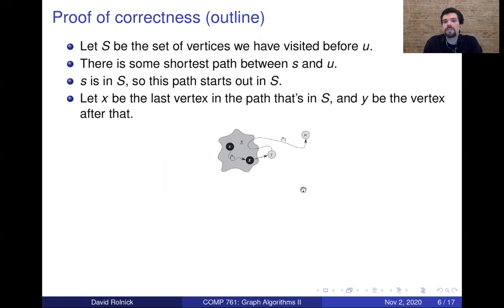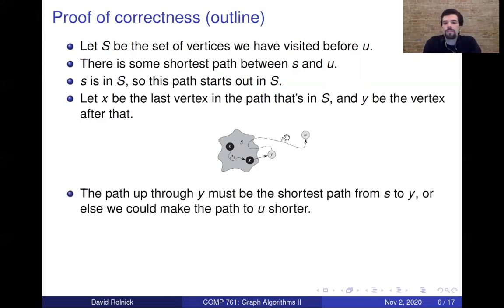So before we visit u, let x be the last vertex of the path that is in S, and y be the vertex right after that. So this is immediately where it transitions from the vertices we've visited to the vertices we haven't visited. So let's think about the path up through y. This actually has to be the shortest path from s to y, or else we can make the path to u even shorter. We could just take a shortcut to y and then go even shorter to u. But we've assumed this is the shortest path.